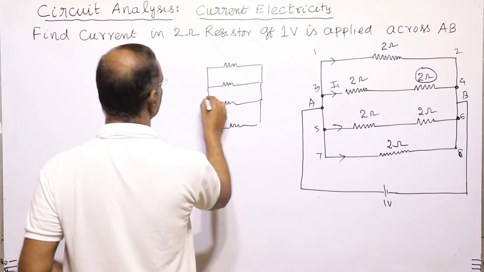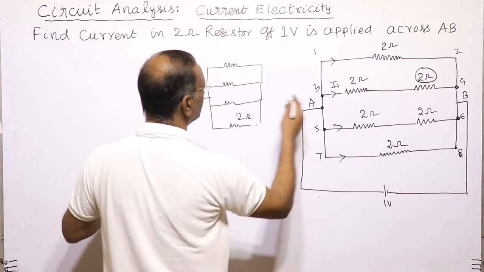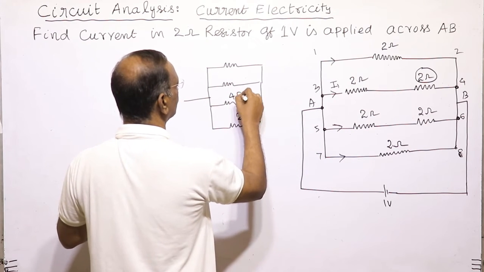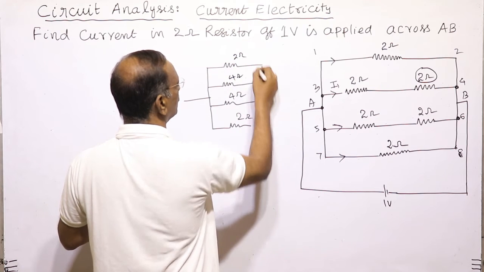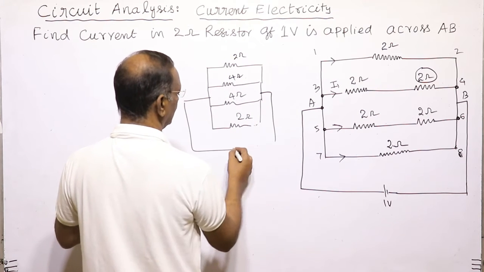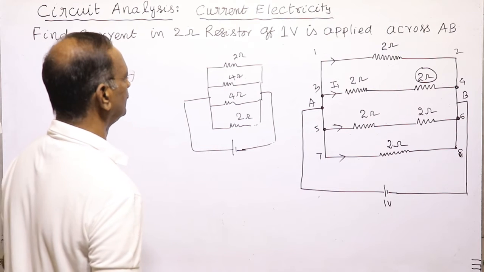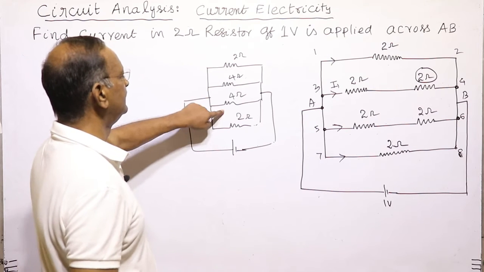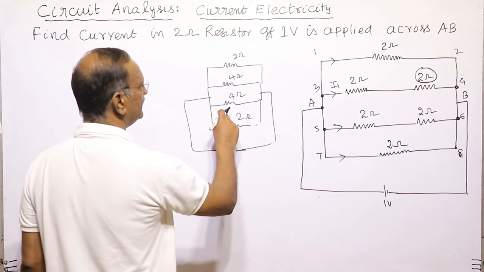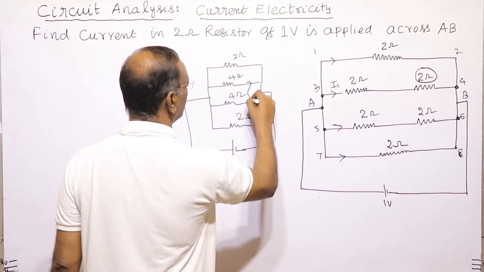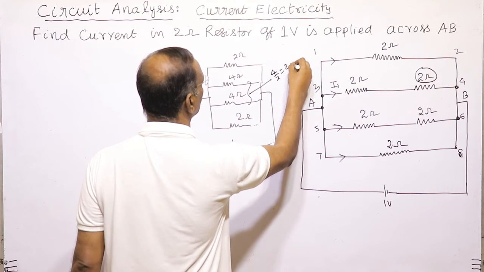What is the net current? This is 2 ohm. This is 2 plus 2 in series, 4 ohm. This is 2 plus 2, 4 ohm, and 2 ohm. This is where the 1 volt is applied. You see, these and these are parallel. We can do it any way. These and these are identical. So what is this equivalent? This is equal to 2 divided by 2, which is 1 ohm.